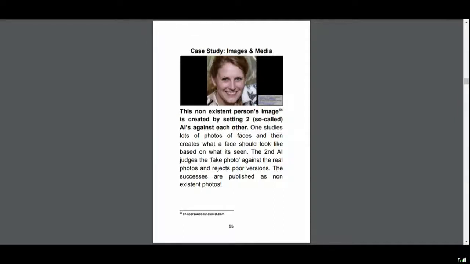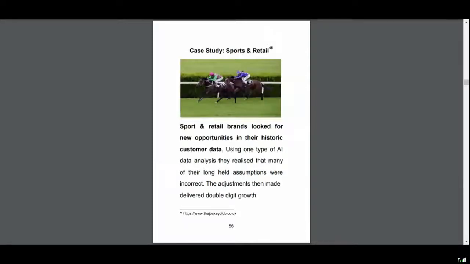It's a recreation of a face based on other people's photos. Last example or so, this is one from our own experience of working with some large sports and retail brands a few years ago now. They were looking for new opportunities, new trends, new insights from their historical customer data with millions of customers.